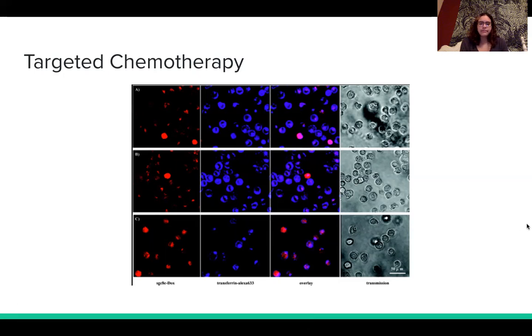This is really important, because if you could target specific cells with chemotherapy, the chemotherapy won't kill cells that aren't cancerous, and the patient may experience less toxic side effects that come with chemotherapy.